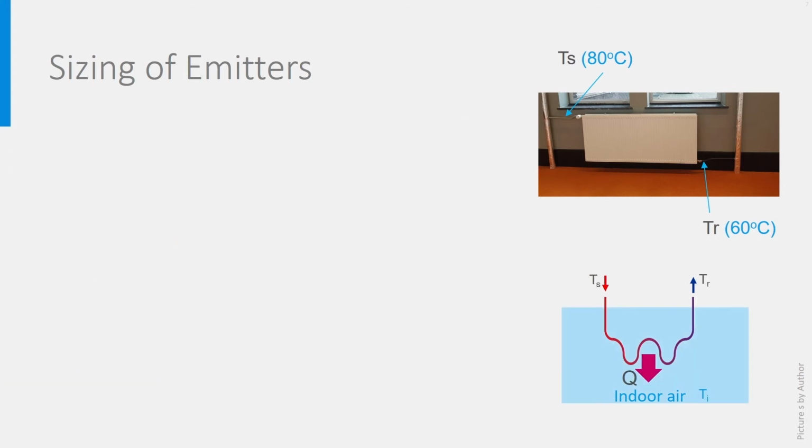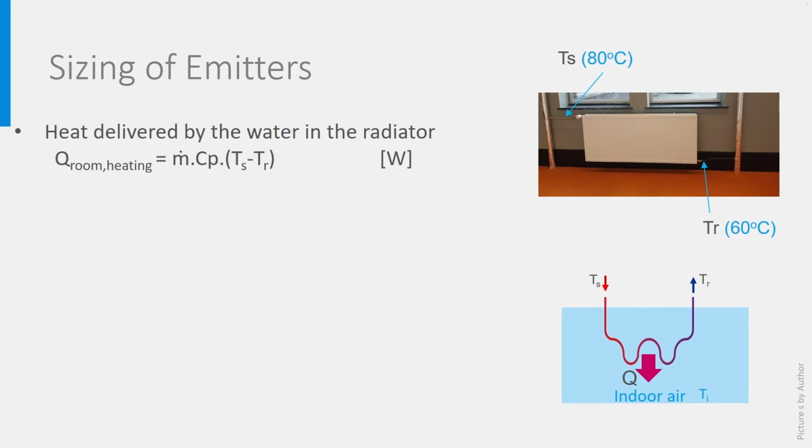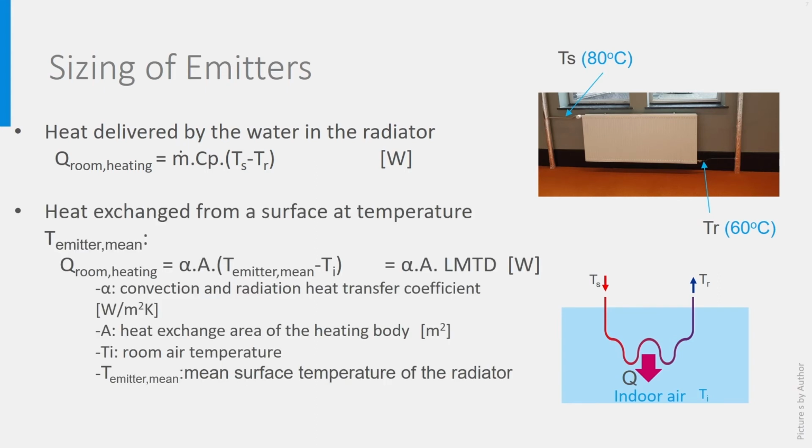More interesting is to remember that this heat is delivered to the room air through the surface area of the radiator according to this second equation, telling us that the heat exchange between a surface at a certain temperature and surrounding air is the temperature difference between the surface and the air times the surface area times a heat transfer coefficient alpha, representing convection and radiation heat transfer.